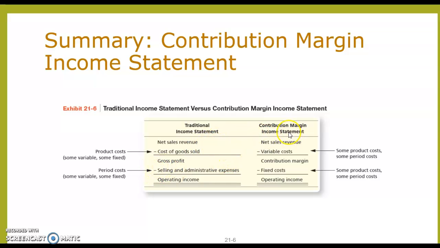The contribution margin income statement is what we use for variable costing. Again, the net sales minus the variable costs, it doesn't matter if they're from the factory or the office, all variable costs are subtracted to get contribution margin. Then we subtract all fixed costs. Again, it doesn't matter if it's a fixed cost that should be part of the product from the factory or it's a period cost from the office. All fixed costs are then subtracted. We get down to operating income.